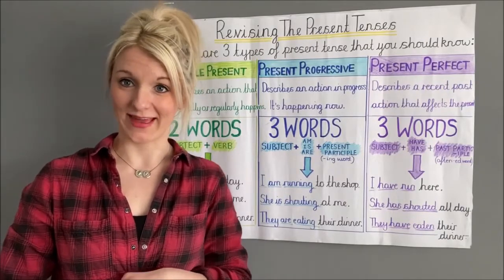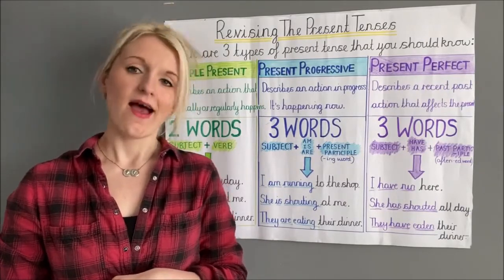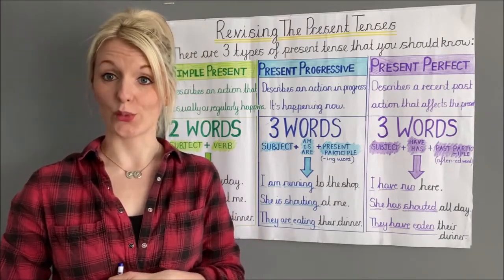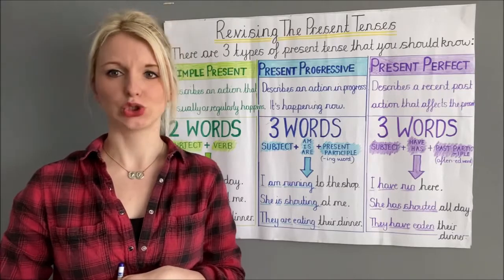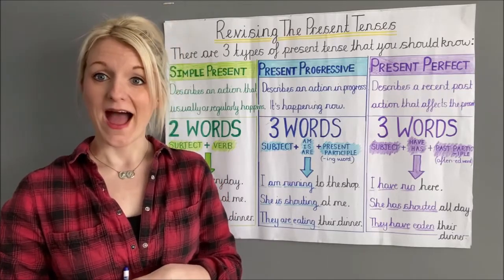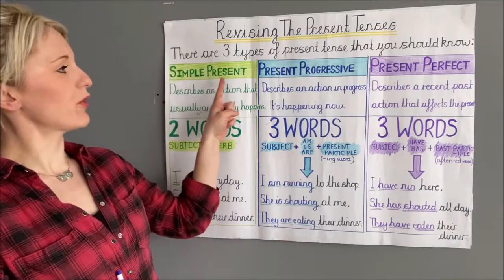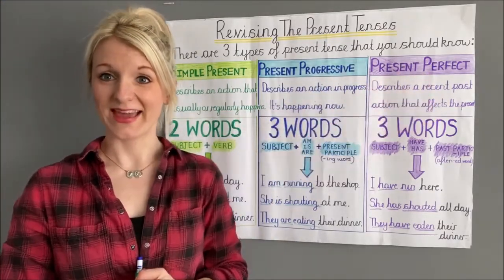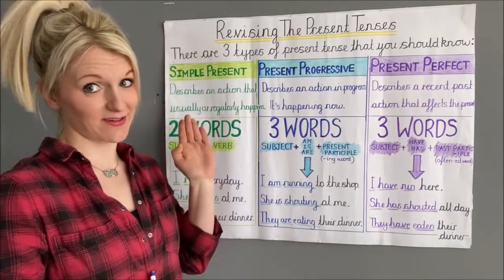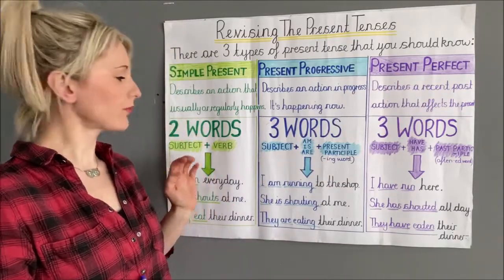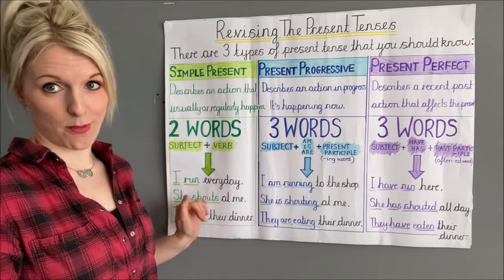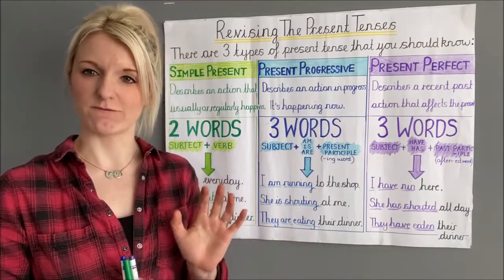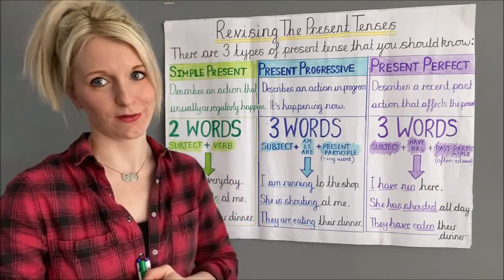Today we are looking at present tense forms. Now in Year 5-6 we don't need to learn any new present tense forms, so we are going to be revising the ones that you should have learned so far at primary school, and those are the simple present, the present progressive and the present perfect. I'm going to re-explain what each one is, how you form it and some examples for each one, and then you are going to have a go at putting some subjects and verbs into the different present tense forms.